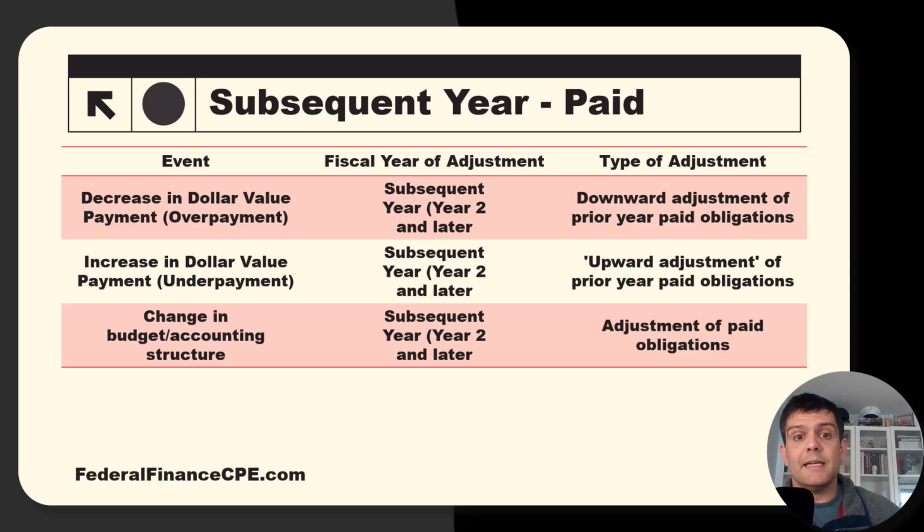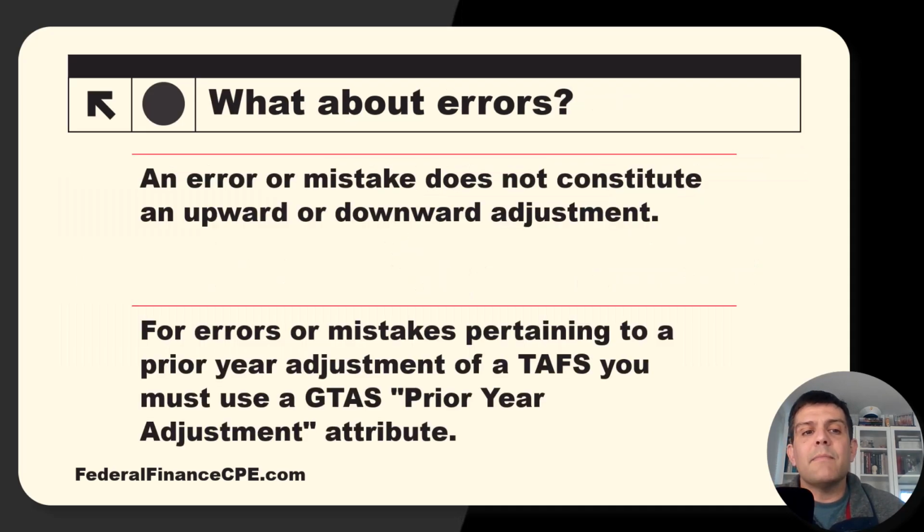Now, once again, if it's just a change in your budget or accounting structure, your attributes, you're just going to adjust that with your overall paid obligations. So it's not changing the dollar value. And once again, if it was noticed that it's from one TAS to another TAS, you're going to have a downward adjustment and an upward adjustment. And as we mentioned, all of these are done in good faith.